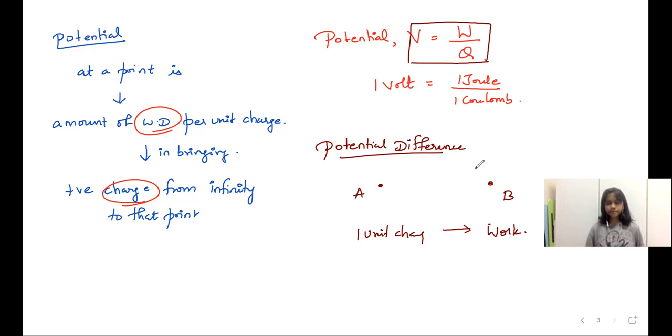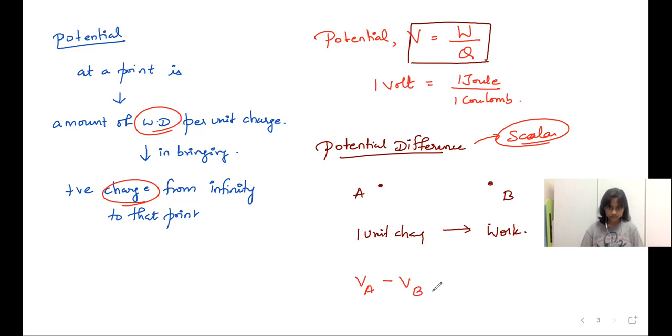Clear? So is this scalar or vector? Scalar. Excellent. Good. So technically, if you take potential as V, which is W by Q, the formula between the 2 points becomes VA minus VB is equal to W by Q. The potential difference between the 2 points is again stated by work done per unit charge. Clear?